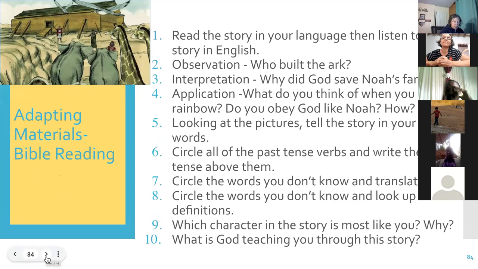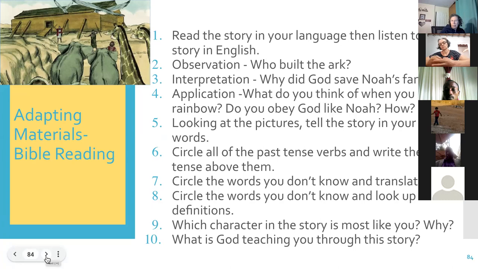Now, adapting materials for the Bible reading. Each lesson contains a Bible reading. And the very basic thing we ask them to do is read the story in their own language and then listen to the story in English while we look at the pictures. We can add on to that for students who are a little higher level. They can read the story in English or repeat after us in English to practice pronouncing some of those words.